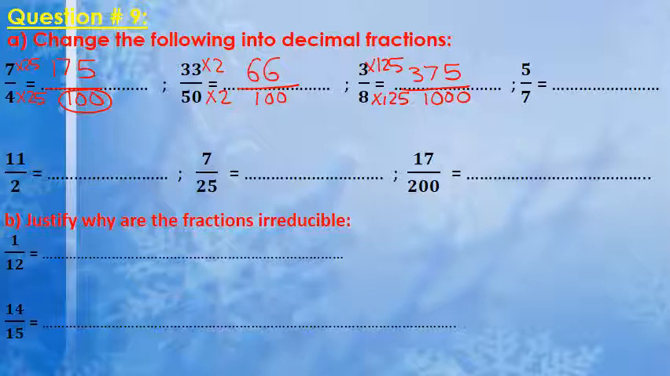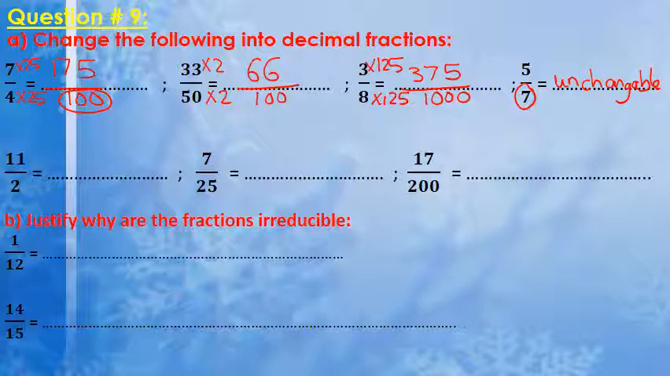5 over 7, let's look at the denominator. The denominator is 7. 7 is never changed into 10 or 100 or 1000 or 10,000. So this fraction is unchangeable. It cannot be changed to a decimal fraction.